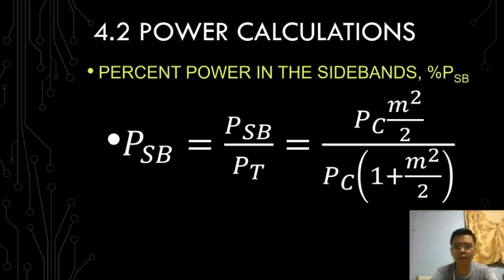While this is the formula for the percent power in the sidebands. P sub SB is equal to P sub SB over P sub T, which is also equal to P sub C times M squared over 2, over P sub C times (1 plus M squared over 2).